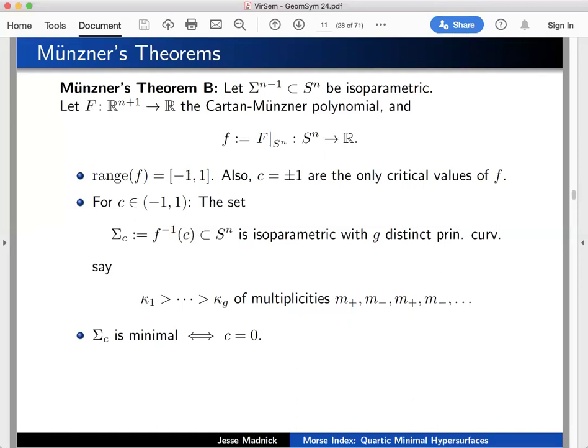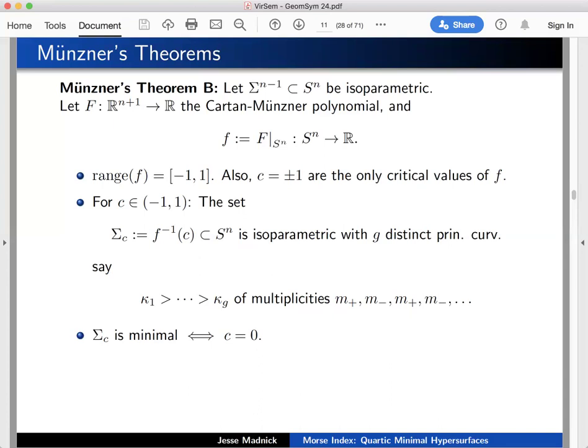So if C is in the open interval -1, 1, then it turns out that every one of these level sets, all of these preimages, are isoparametric hypersurfaces, right? So you started off with one of them, and now you actually get this family of isoparametric hypersurfaces, and all of them have g distinct principal curvatures. And moreover, if you order the principal curvatures like so, kappa 1 greater than kappa 2, etc., then amazingly, their multiplicities alternate. Okay, so their multiplicities are like m plus, m minus, m plus, m minus, so 1, 2, 1, 2, where it could be the case that m plus equals m minus. But the point is that the number of distinct multiplicities is at most 2.